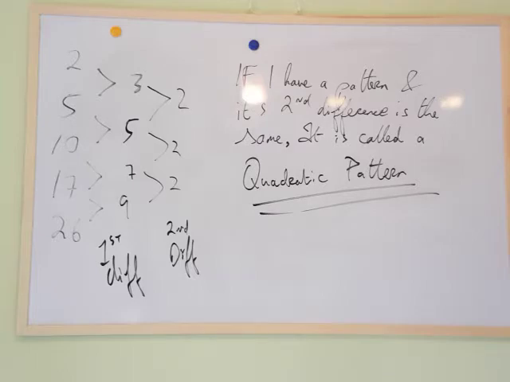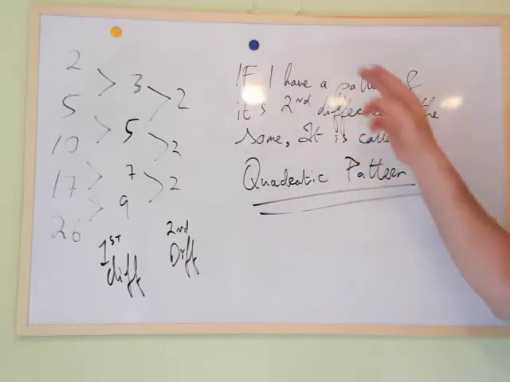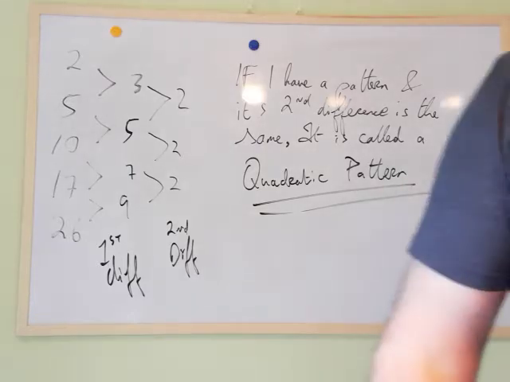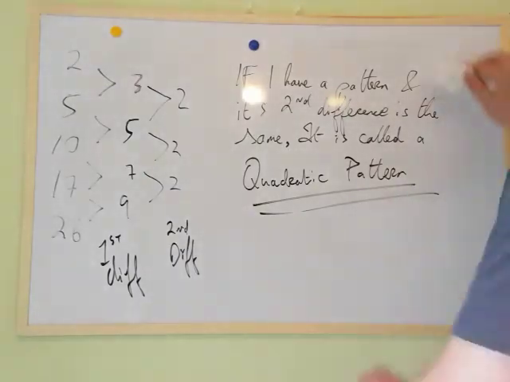So all of you take this down with me right now. If I have a pattern and its second difference is the same, it's called a quadratic pattern. And you should take this whole example down. Now the great thing is with this video, I'm going to wipe this out straight away, but you can pause the video when it's up on YouTube.